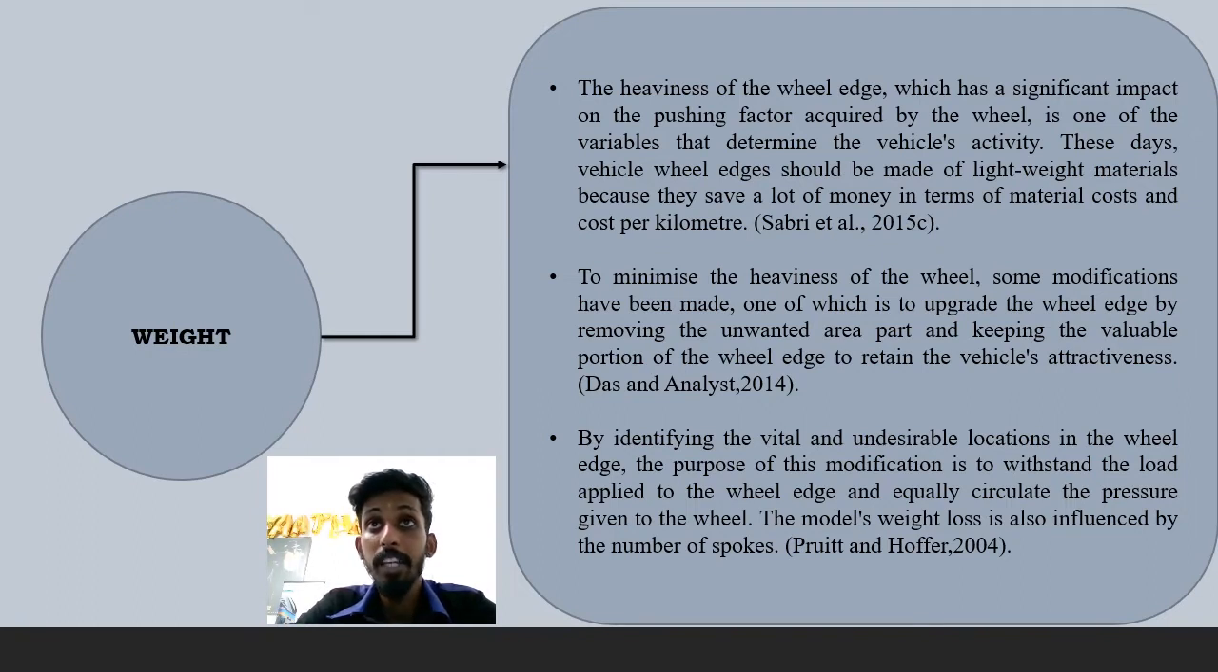To minimize the weight of the wheel, some modifications have been made, one of which is the upgrade of the wheel rim by removing the unwanted area and keeping the valuable portion of the wheel rim to retain the vehicle's attractiveness. By identifying the vital and undesirable locations in the wheel rim, the purpose of this modification is to withstand the load applied to the wheel rim and equally circulate the pressure given to the wheel.